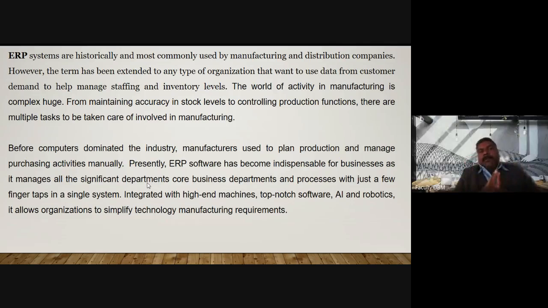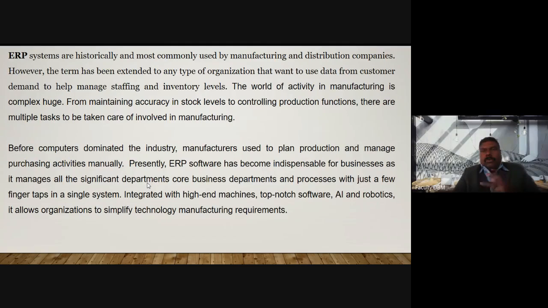We are in a process of going with computers, that is high technologies, that is ERP systems, enterprise resource planning systems, historically most commonly used for manufacturing and distribution companies. However, the term has been extended to any type of organization that wants to use the data from customer demand to help manage, satisfy staffing and inventory levels.